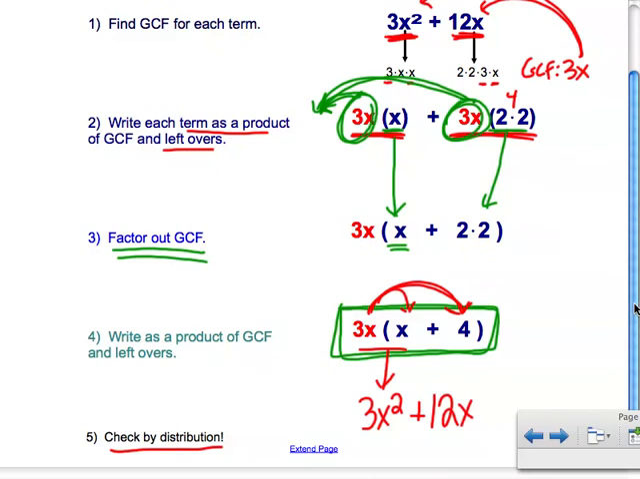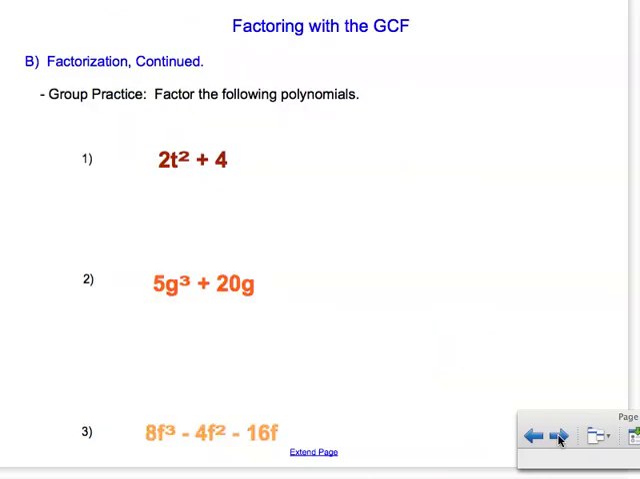Okay, now is when we're going to do that practice that I mentioned earlier. So let's practice some. Okay, this first one here, 2t squared plus 4. So I'm going to write everything as a list of its factors. 2t squared is 2 times t times t. And then 4 is 2 times 2.